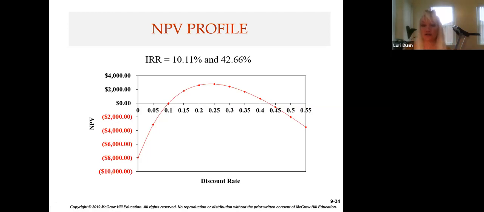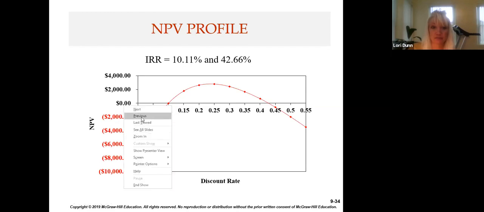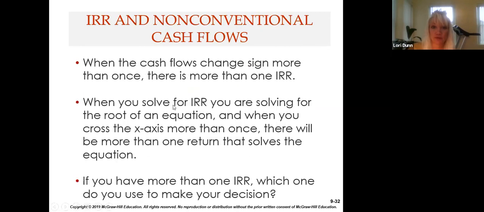When you have unconventional cash flows, you have to go beyond that initial calculation, find out where your second internal rate of return is, and look at that range. And you can do that by calculating net present value at various discount rates and graphing it. So that's what they're talking about back here. When you solve for internal rate of return, you are solving for the root of an equation. And when you cross the x-axis more than once, there will be more than one return that solves the equation.